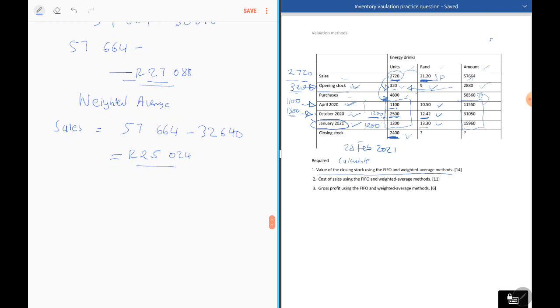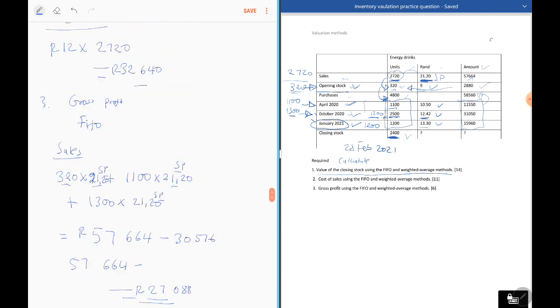So guys, as we said, you must be consistent in the method you use, because you don't want to manipulate the financial statements. From January to March you start using the weighted average, because you see that it generates a lower cost of sales, meaning it will generate high profit. So that's the importance of being consistent when choosing the method that you'll be using, guys.